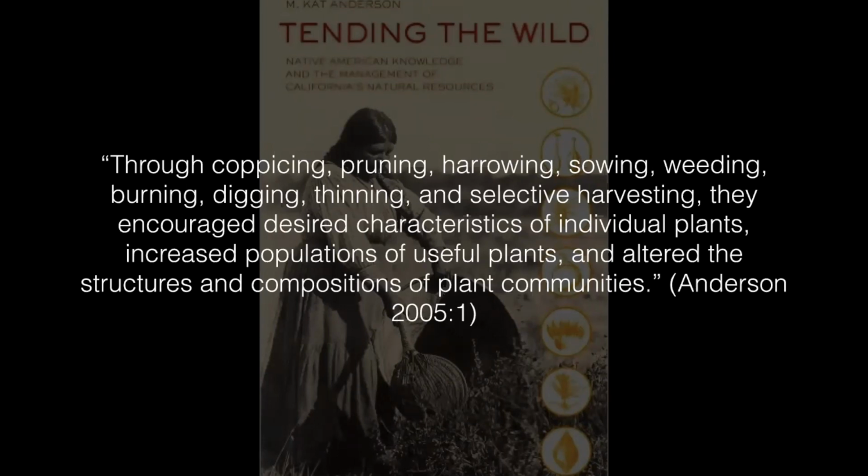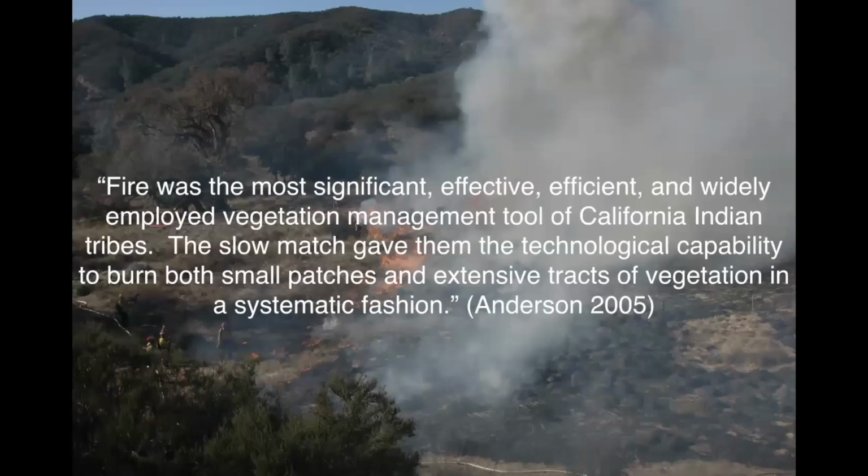Through these, they encouraged desired characteristics of individual plants and increased populations of useful plants. And they altered the structures and compositions of plant communities through their management practices. And this is really important, and I'll get to that later. But without doubt, fire was the most significant and effective tool that California Indians used to sustain various ecosystems and to increase the productivity of useful plants. This is what's known as pyrodiversity.